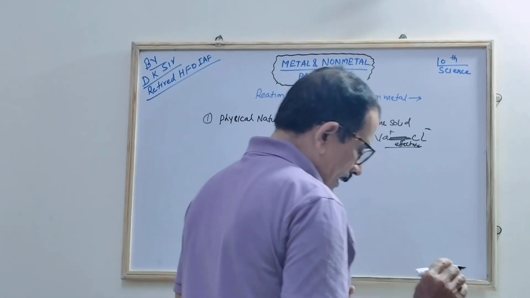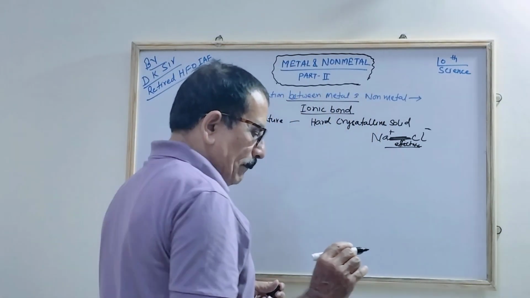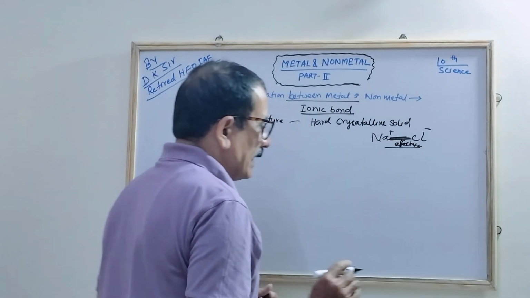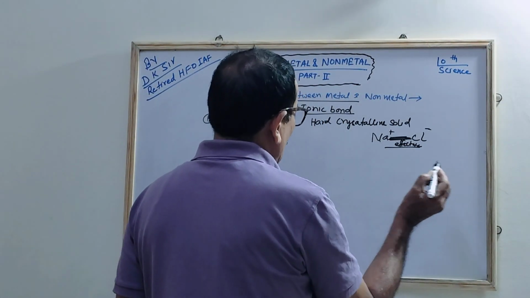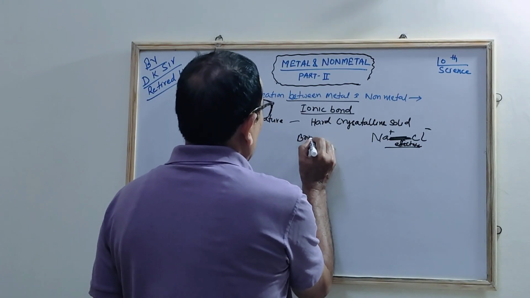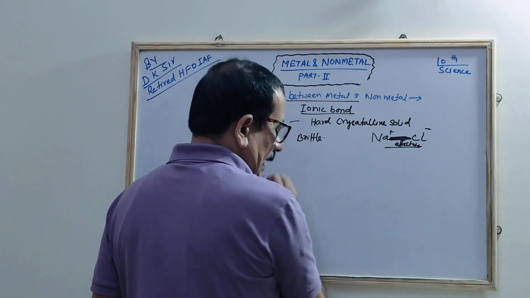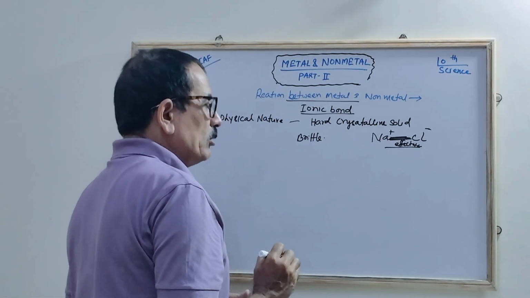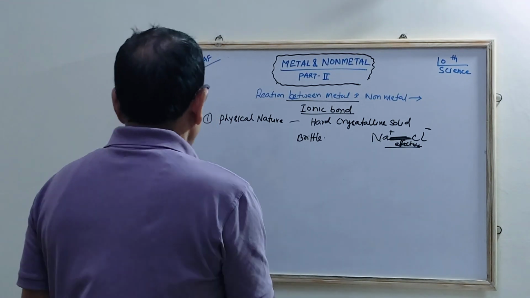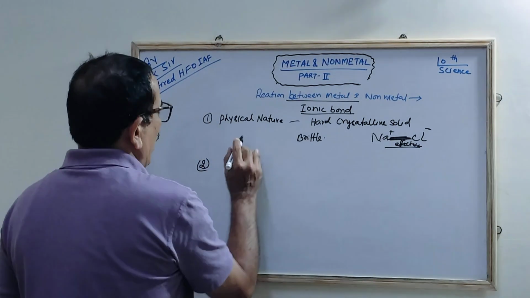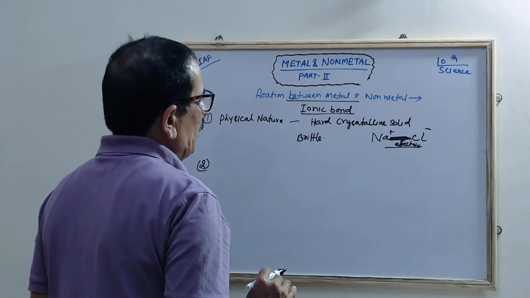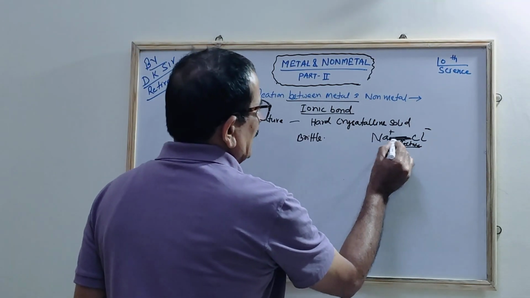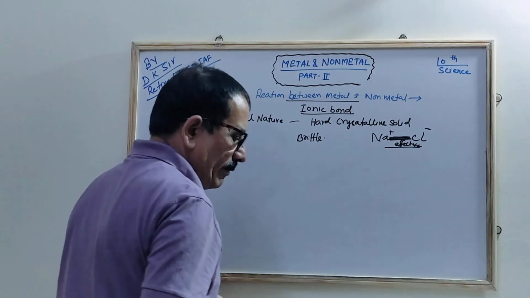These compounds are generally brittle and break into pieces when pressure is applied. So they are hard crystalline solids. Normally they are brittle in nature, correct? And they break into pieces when you apply more force. Understood why they are brittle, why they are hard? Because in ionic bonds, the attraction forces are more effective, correct?